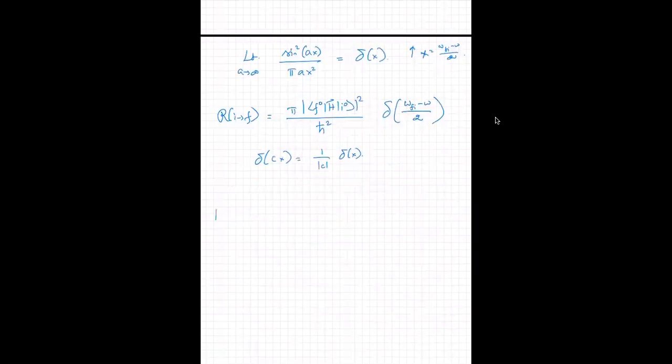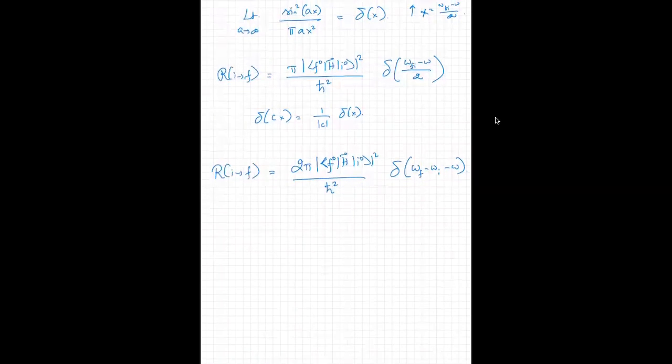So if I use that formula, my rate to go from initial to final is given by, the 2 goes over to the numerator, so 2 pi f0 h tilde I0 whole square divided by h bar square times delta of omega f minus omega I minus omega. Or if I want to write it in terms of energy, I can write omega f as EF over h bar, omega I is EI over h bar. Then I can pull out a factor of h bar, which will cancel one factor of h bar in the denominator. So I can write this as 2 pi f0 h tilde I0 mod square divided by h bar delta EF minus EI minus h bar omega.